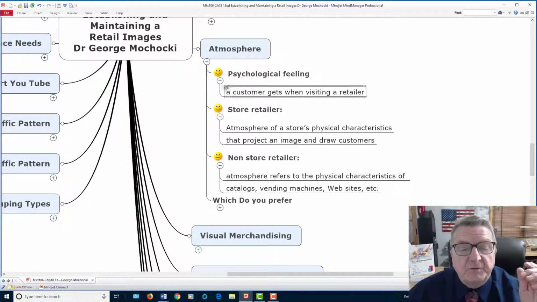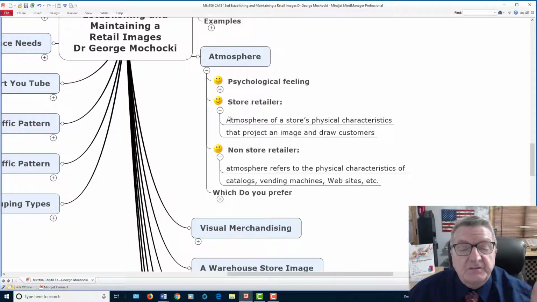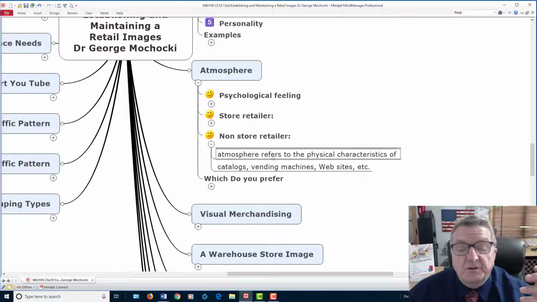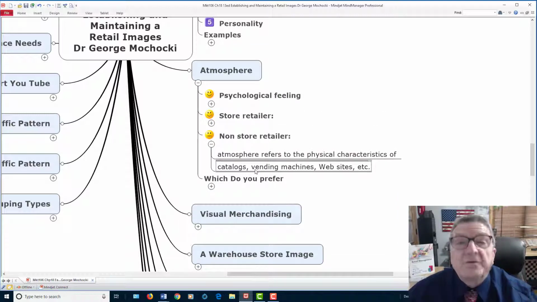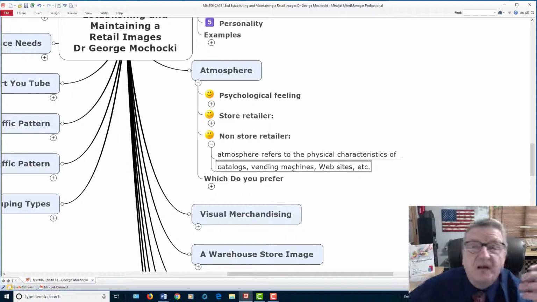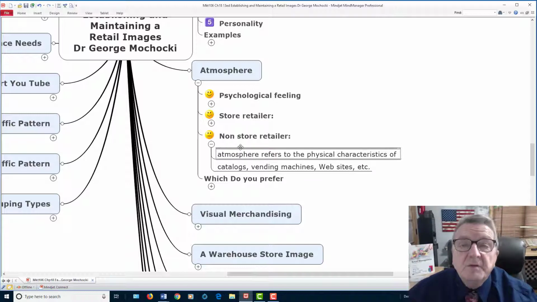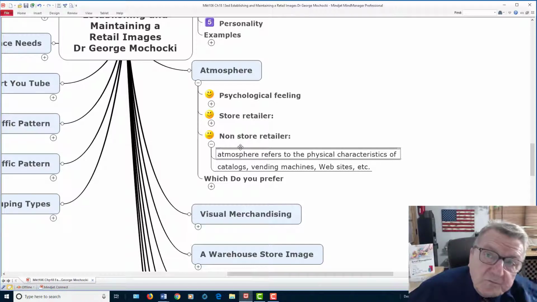Okay, what's your atmosphere? The physiological feeling, the store's retail characteristics that project the image to draw customers. Non-store physical characteristics: do you have catalogs? Do you have vending machines? What's your website? Some store people have never been in your store, just the website. The website has to be just as powerful of an image as your brick and mortar store.